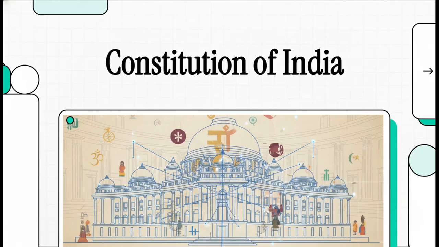Imagine trying to design a blueprint for a house. Now, imagine that same house needs to comfortably shelter over 1 billion people. People with countless different languages, diverse beliefs, and deep, complex histories. Well, that's exactly what we're looking at today.